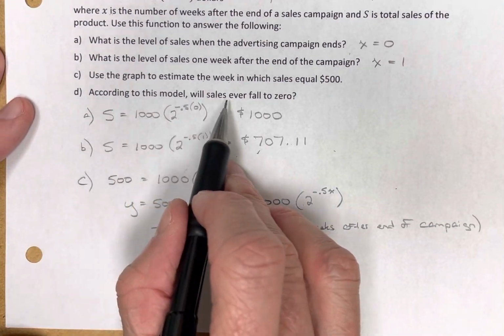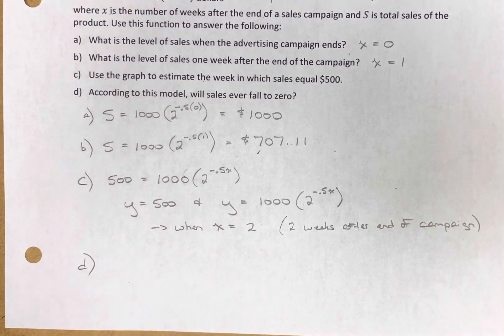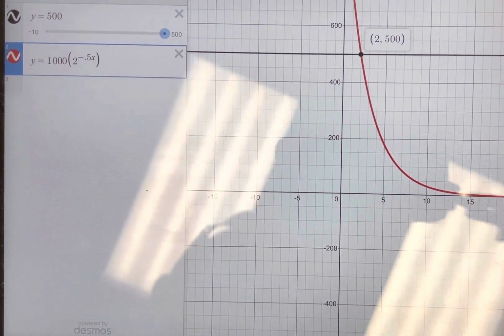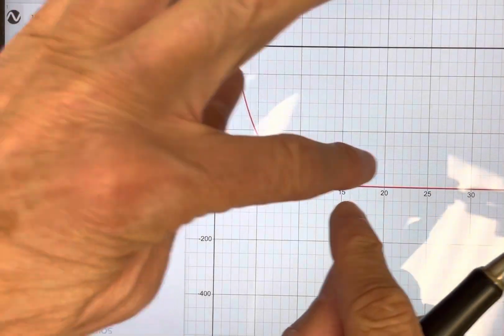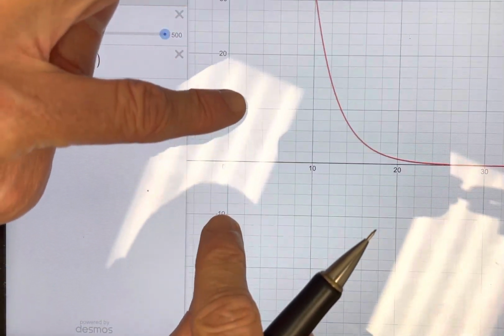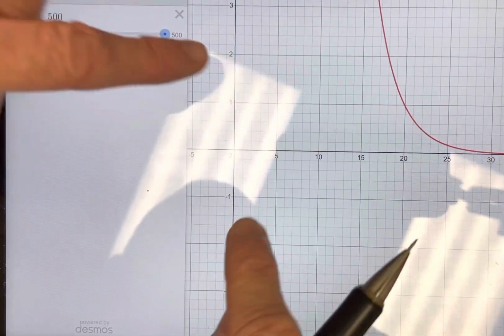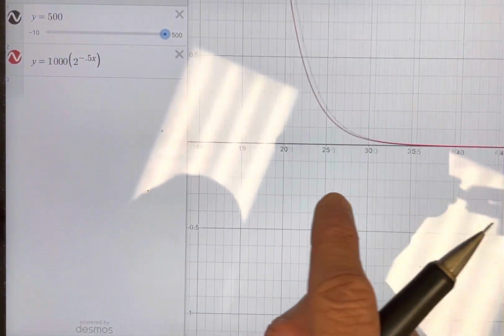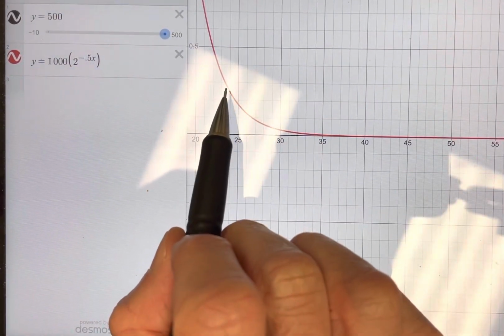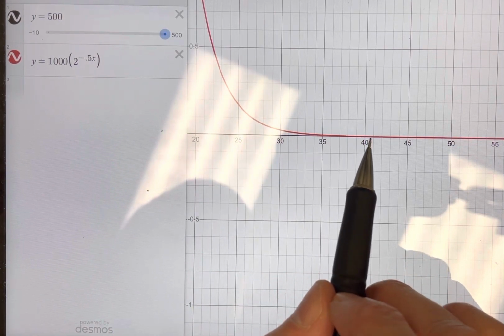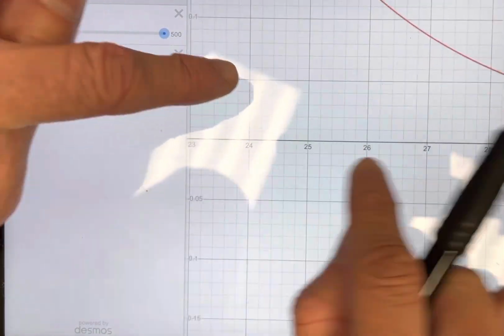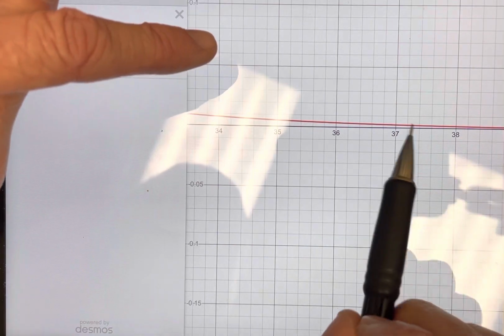According to this model, will sales ever fall to 0? Well, let's go back to the graph. Okay, here's the graph. I'm going to move kind of this way, and I'm going to really open up. According to this model, notice I'm changing my x-axis, making my y-axis getting in closer and closer. According to this model, the sales will drop, but they'll never get to 0. The more I focus in on that, the more you'll see that there's always going to be a gap.